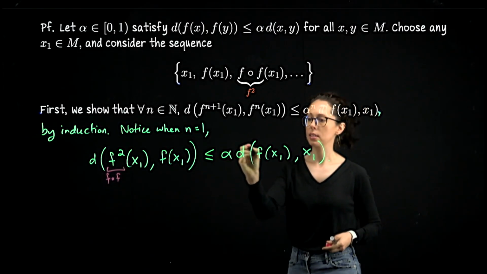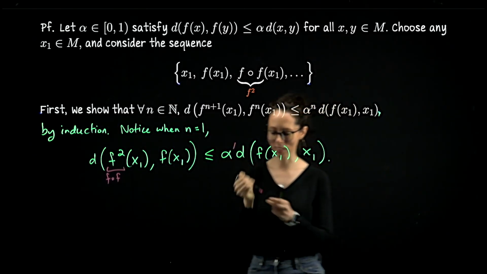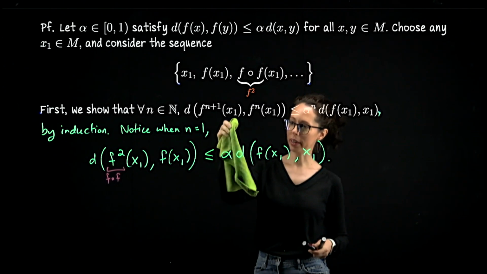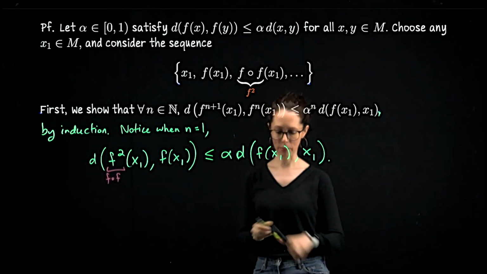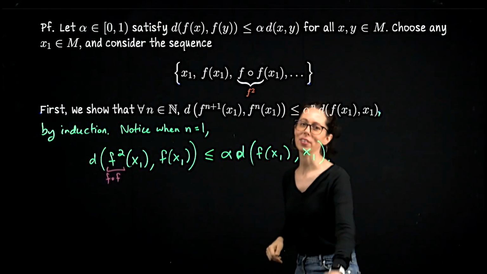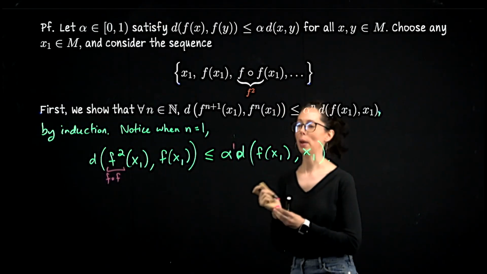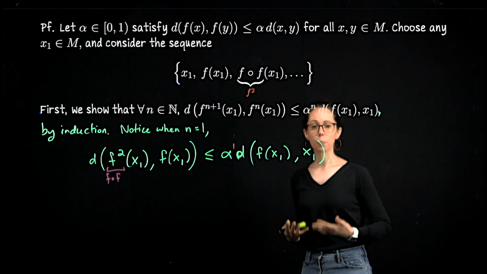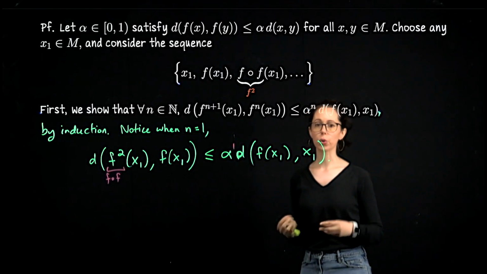Notice in the statement, that looks like a prime, but it was supposed to be the number 1. So we're going to have alpha to the 1 power here. All I wanted to say was that alpha equals alpha to the first power. Proceeding with induction, let's suppose that the desired inequality is true for some k.